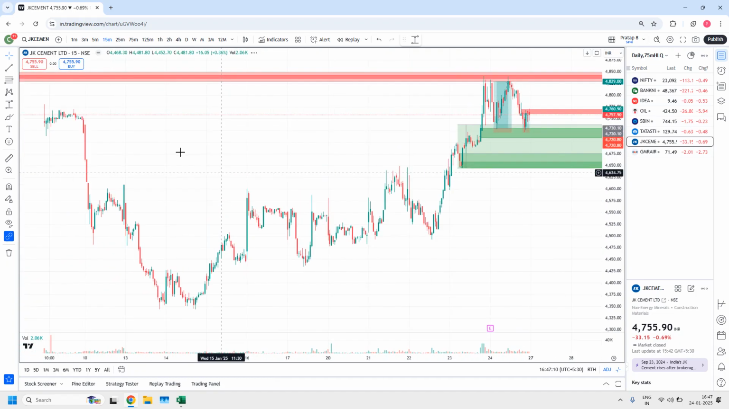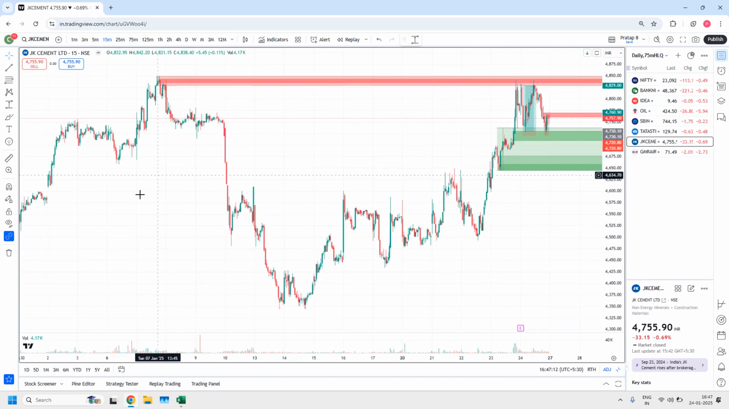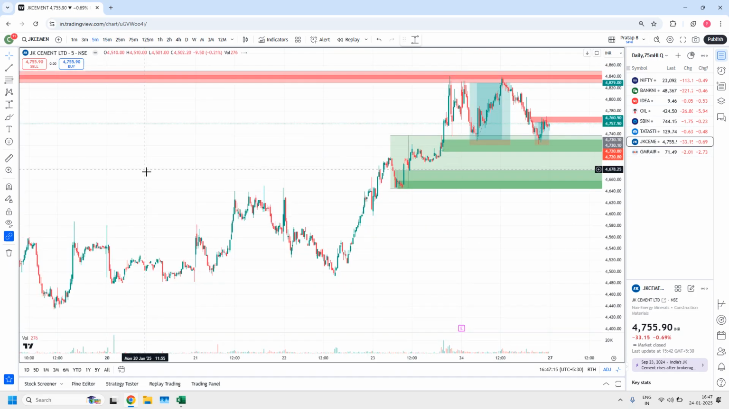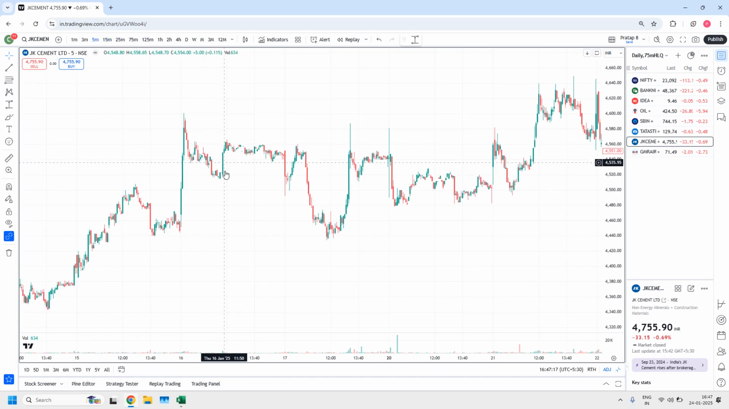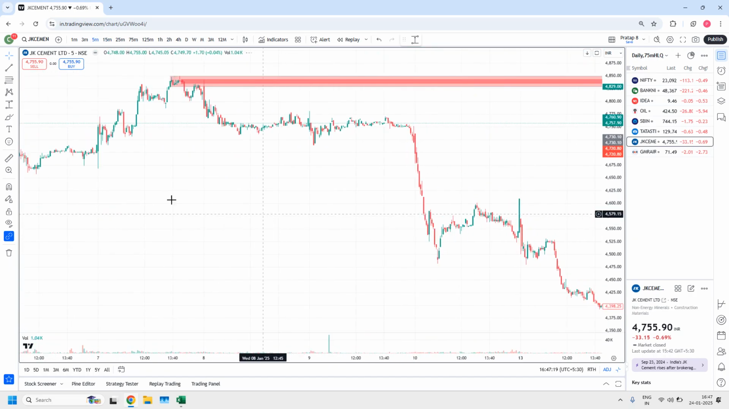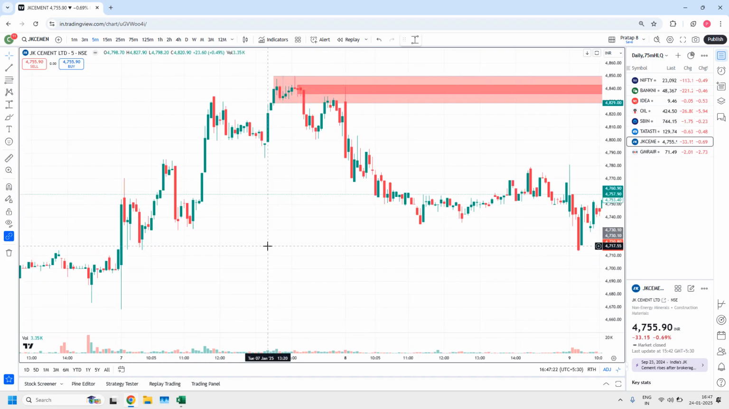Because clearly we know we have a high liquidity zone. Clearly it is testing again and again and again. This 5-minute zone. Let me draw week to week so that you understand how many times this zone is tested.